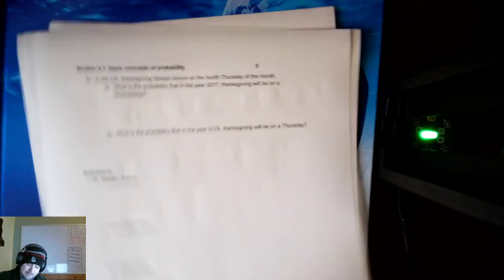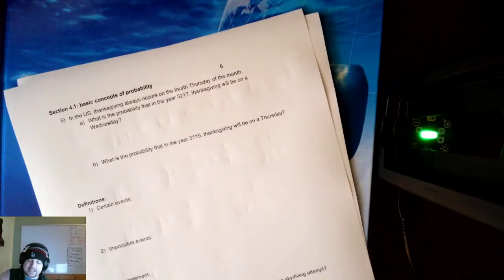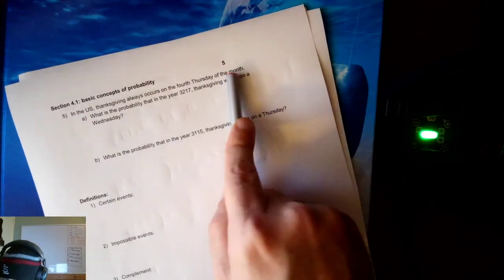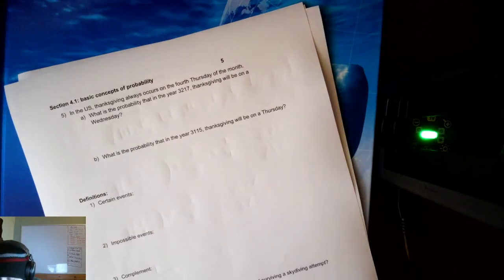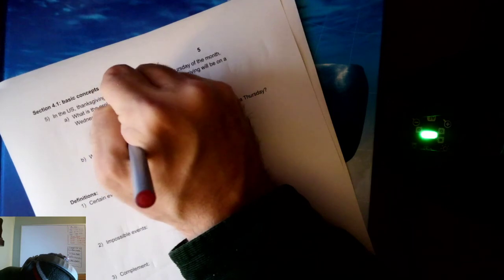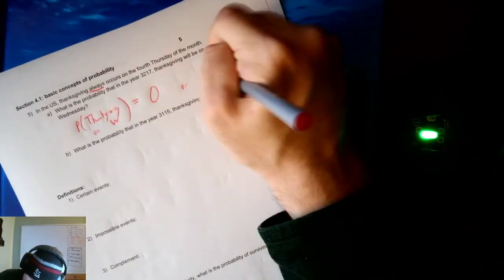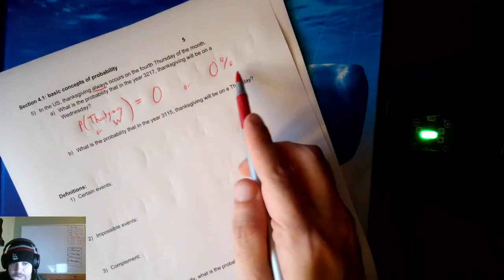Now, we have a fifth example. In our fifth example, it says in the United States, Thanksgiving always occurs on the 4th Thursday of the month. So the question gives me some background information. It says Thanksgiving always occurs on the 4th Thursday of the month. What is the probability that in the year 3217, Thanksgiving will be on a Wednesday? Given what the question said, it said it always occurs. So what's the probability of Thanksgiving on Wednesday? If it's always on the fourth Thursday, is it ever going to be on Wednesday? No. The probability is 0 or 0%, depending whether I want the decimal or the percentage. Thanksgiving will never be on a Wednesday because it's always on the fourth Thursday.